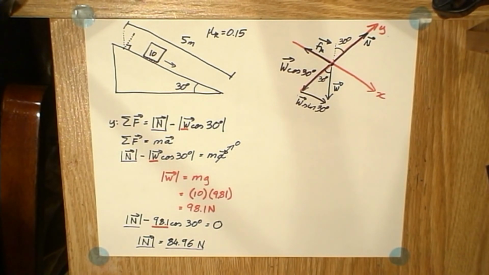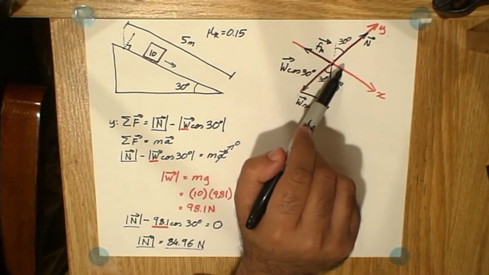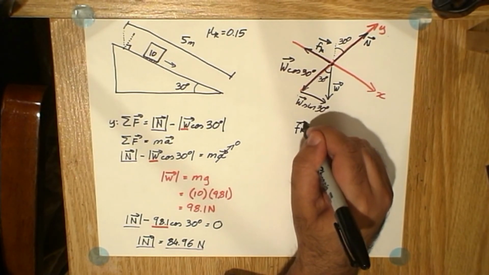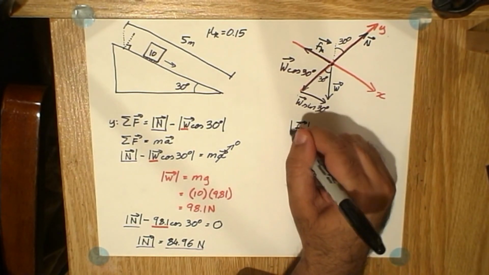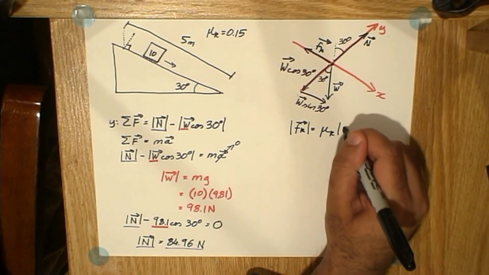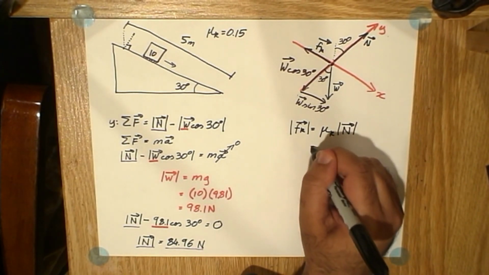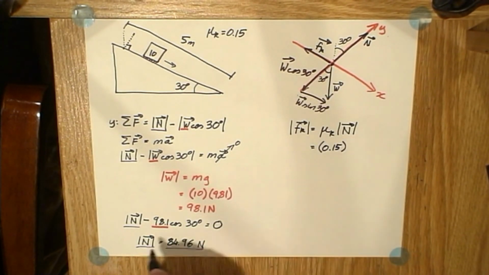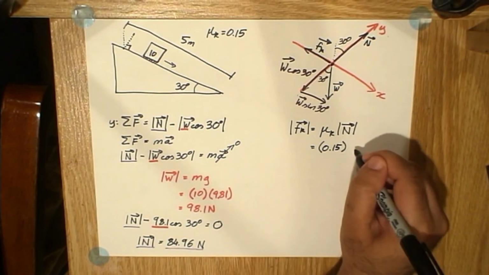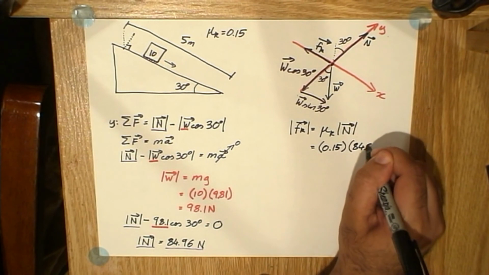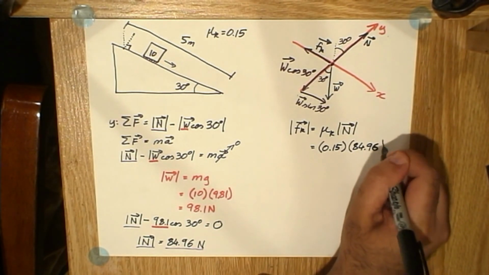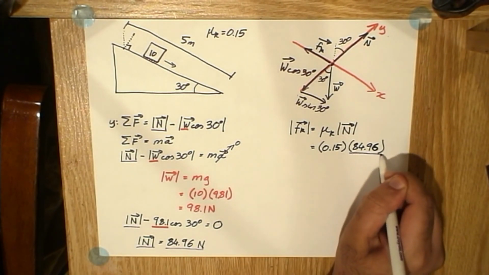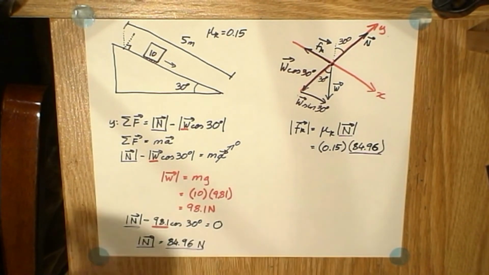The next step is to look at the x direction and look specifically for the friction force. Now, we know that the force of kinetic friction is solved as the coefficient of kinetic friction multiplied by the size of the normal force. The coefficient of kinetic friction is 0.15. The normal force is 84.96. So, this is that same 84.96 that we found out just a moment ago.